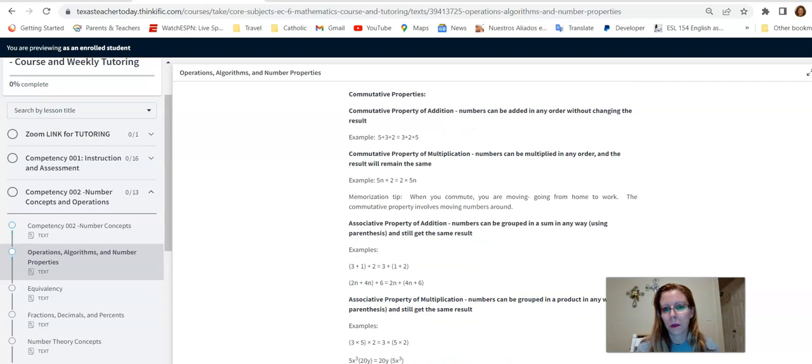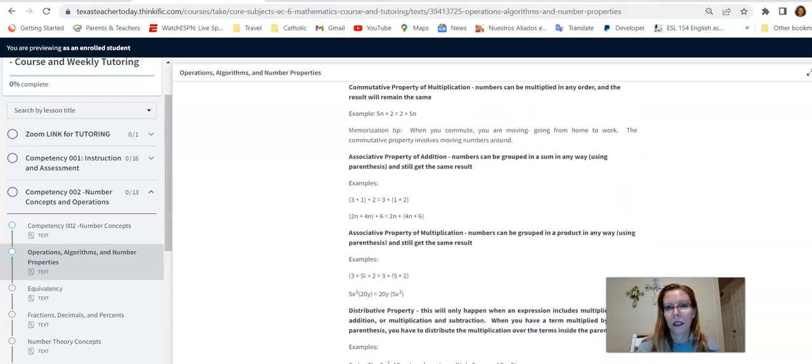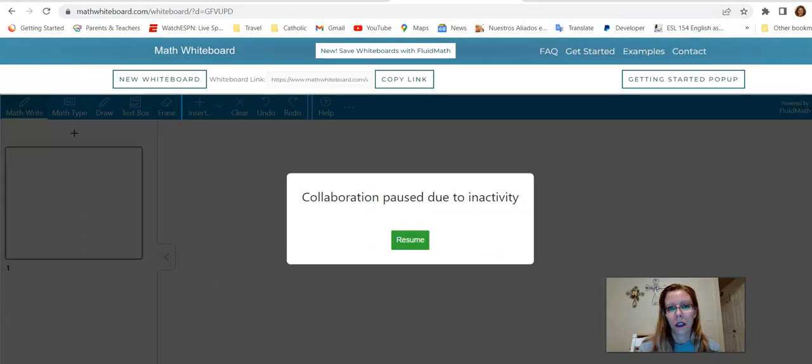So you have to know the properties of math. You need to know the commutative property, the associative property, and the distributive property. And I have an easy way for you guys to learn this.